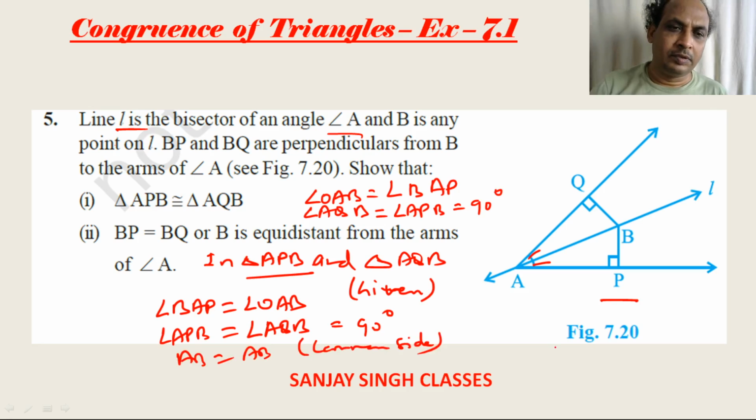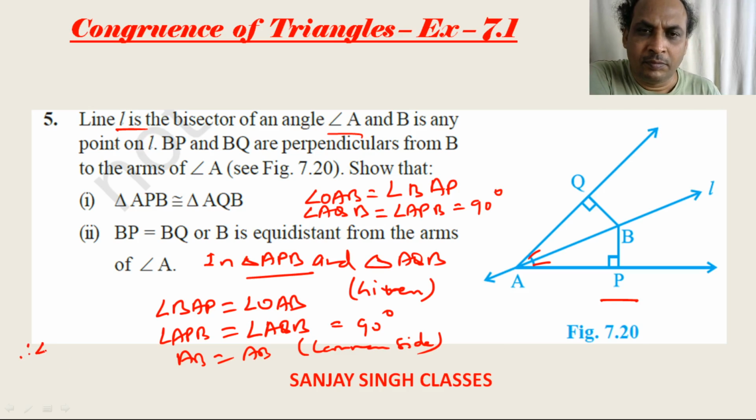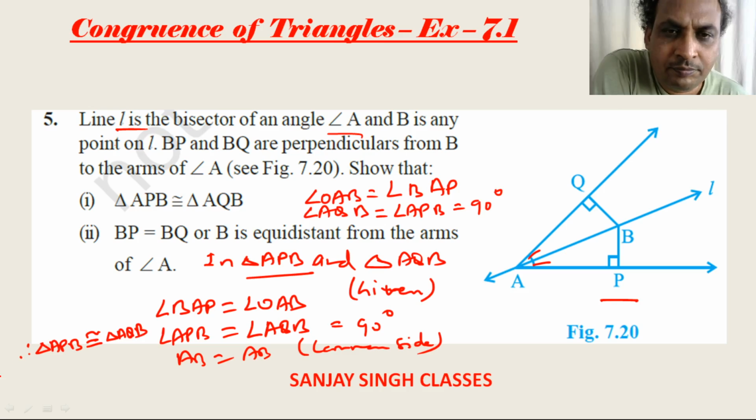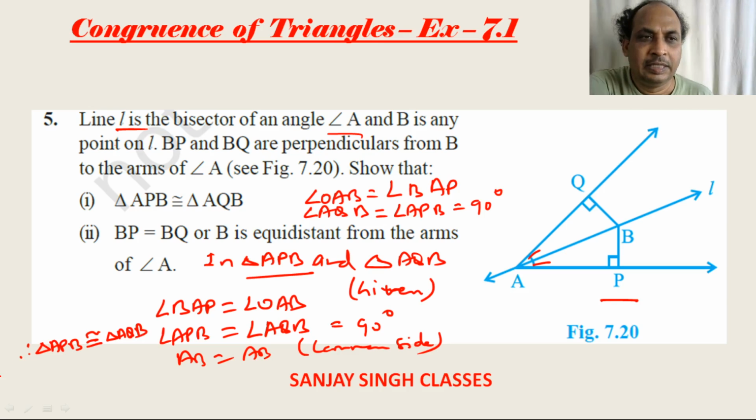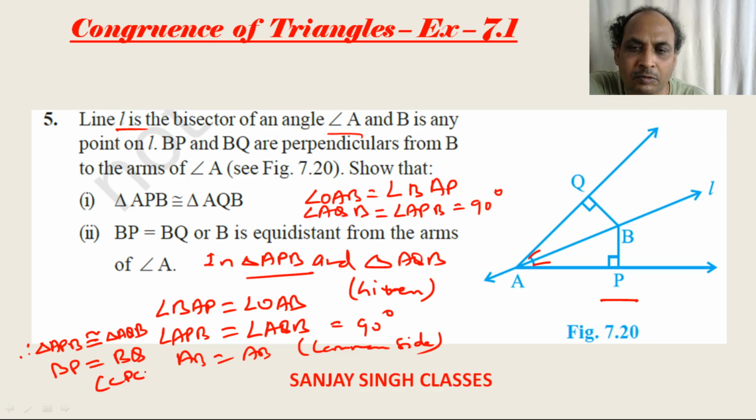Therefore, triangle APB is congruent to triangle AQB. Okay. So once they are congruent, it means BP will become BQ. That is CPCT. Means B is equidistant from the arms of angle A.